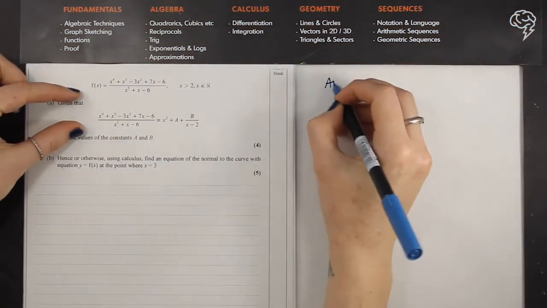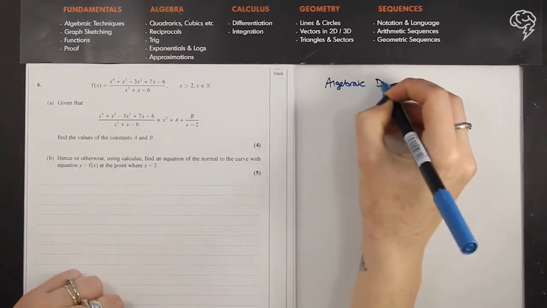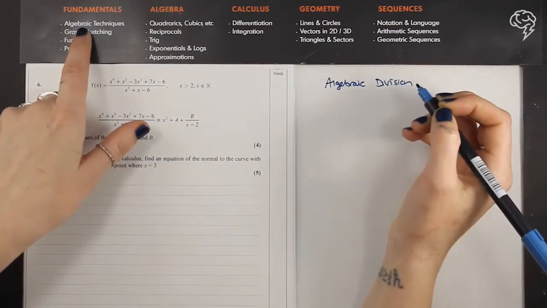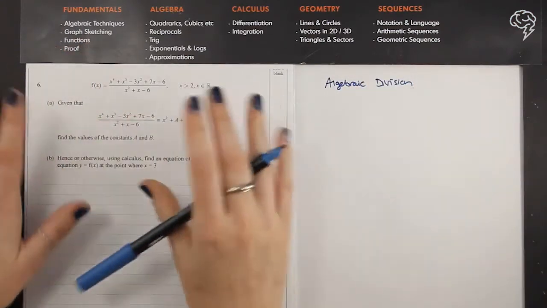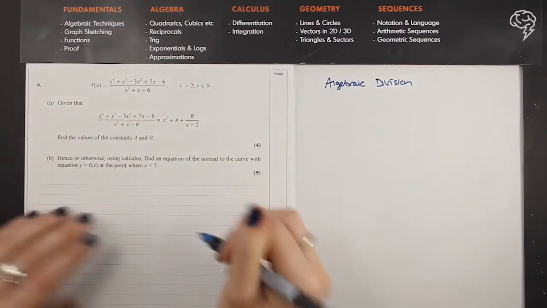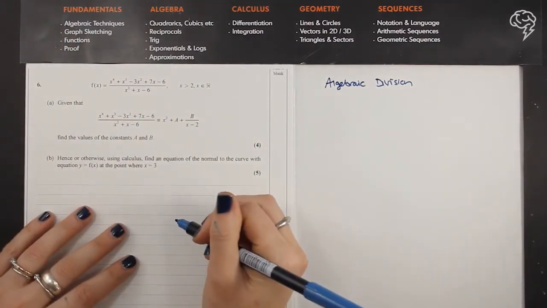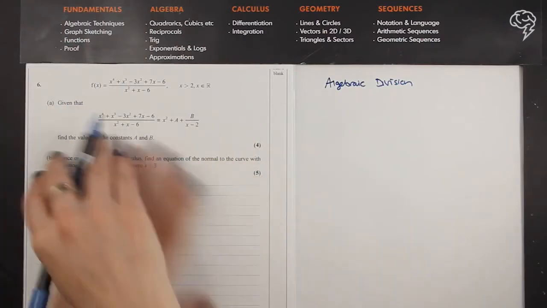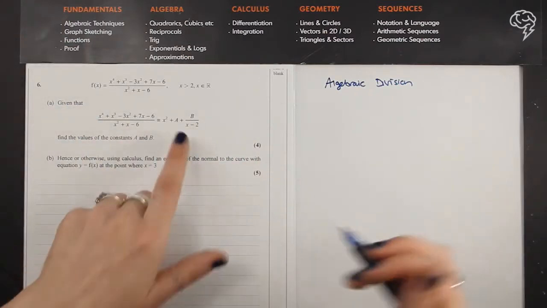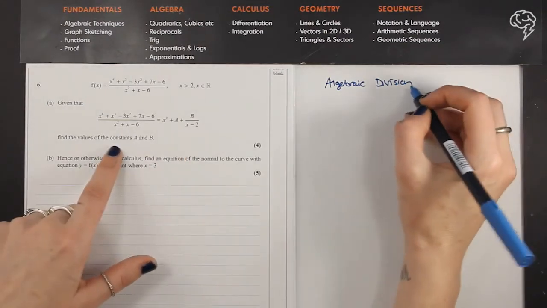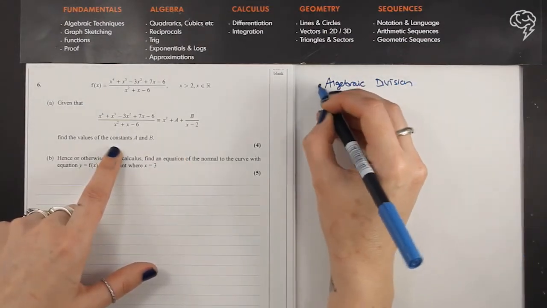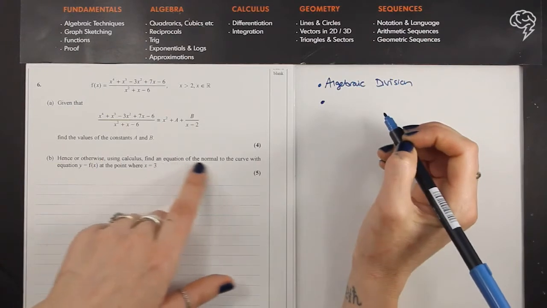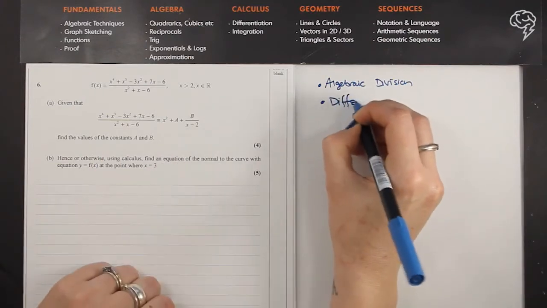Here we've got a nice algebraic division problem. This is part of our standard algebraic techniques. It's just mucking about with symbols, which is really fun. It's literally like Play-Doh, just moving things and making them look different, and it's fun. So we've got that, and as well as the algebraic division, in part B we've got the equation of the normal.